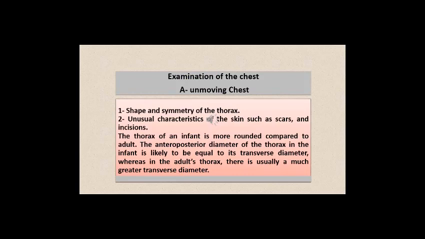بالنسبة للنقطة بتاعت examination of the chest، أول حاجة unmoving chest، لازم نبص على الشيب والسيمتري بتاع الثوركس. رقم 2 لو في أي unusual characteristics of the skin زي scars أو incisions. لازم تعرفوا إن الثوركس of the infant is more rounded compared to the adult. The anteroposterior diameter of the thorax in the infant is likely to be equal to the transverse diameter. With the adult thorax, this is usually a much greater transverse diameter.